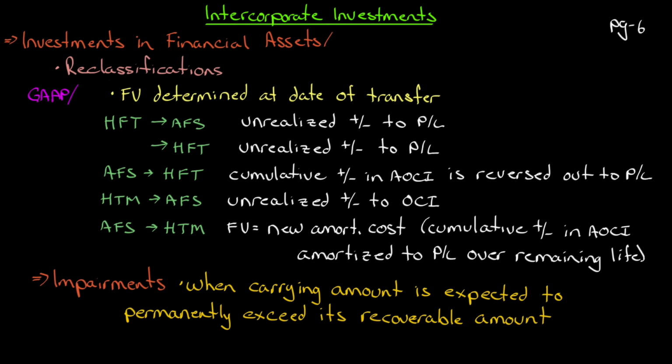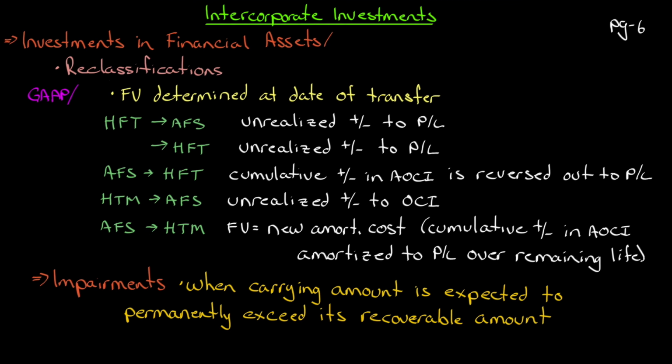Held to maturity. If we're going to reclassify something from held to maturity to available for sale, any unrealized gains or losses go to OCI. Now, why is that? Why wouldn't it go to P&L? Well, held to maturity, you'll recall, was carried at amortized cost. So we didn't calculate a fair value. If we're going to reclassify it into available for sale, we need a new fair value. And the unrealized gains or losses in available for sale go to OCI. So at that point, all those gains or losses would just go to OCI because it was never carried at fair value before.